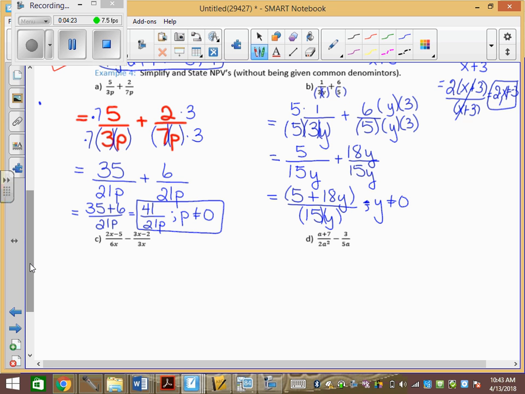Now, you should put that as it. If on the diploma they don't have brackets around the 5 plus 18y and they don't have brackets around the 15 and the y, is that a problem? No, it's the exact same thing, right? The only reason why I told you to put brackets around them is to try and get you to not cancel off too many things, because people oversimplify. Rarely do they undersimplify. Okay, I want you to try C and D, and then we're going to go through them. Do them quickly, please, quickly.